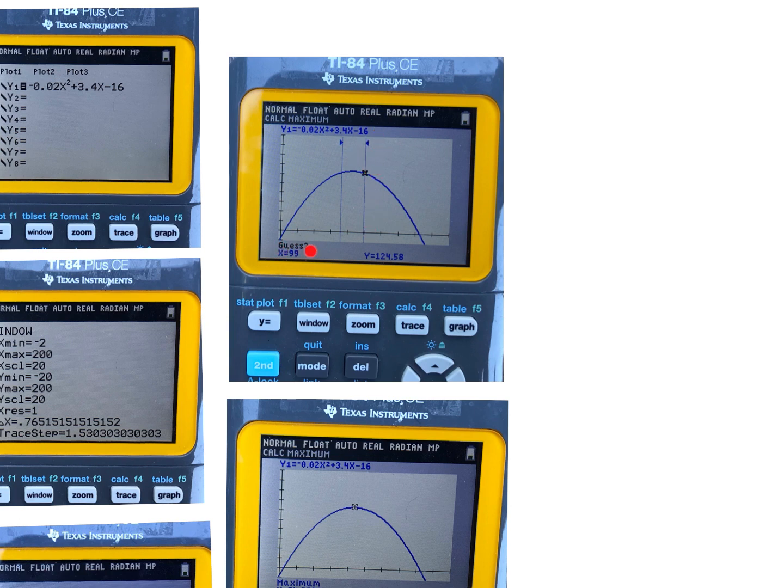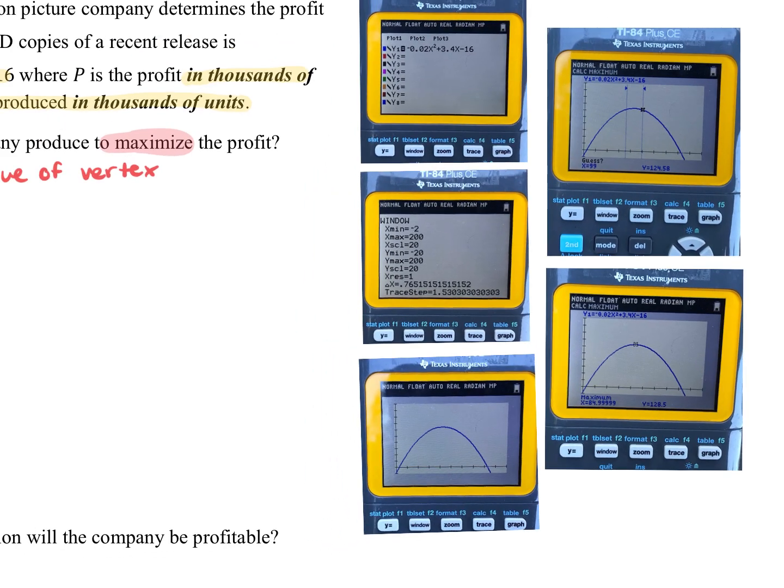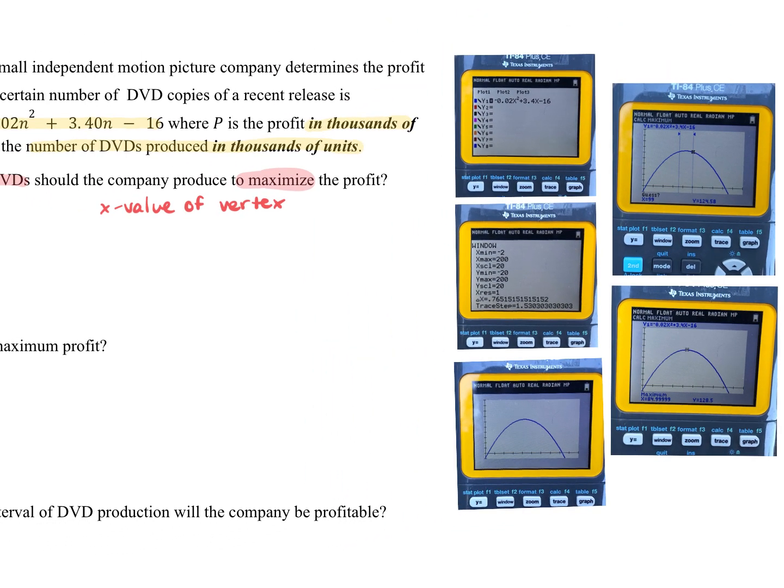And then you'll see here it asks guess. So once you have your boundary set, you will have to click enter a third time, and then it will estimate that maximum value. So here you can see it gives us the x and y value of our vertex, and when it says 84.99999, remember it's technically an estimate, but this is really just 85. We can say it's close enough to 85, and here's the y value of our vertex. So now that we know those values, we can answer the question.